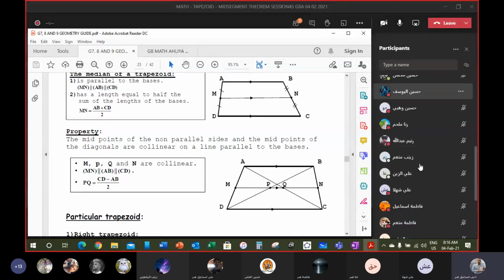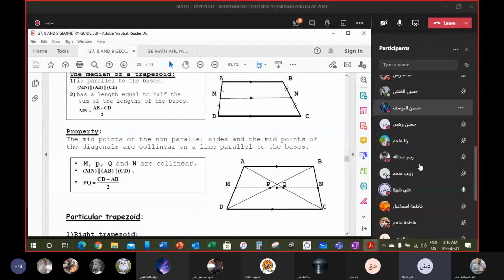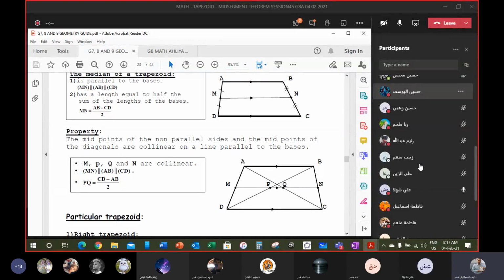كيف بنعرف إذا كان trapezoid right؟ يلا يا علي شهلة. The common height relative to the base. ايه، وعنده زاوية 90. يعني it has two right angles. طيب زينب منعم.